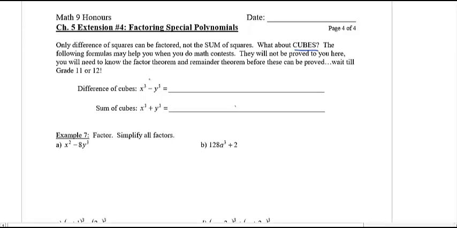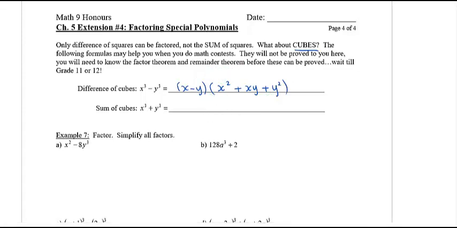So a difference of cubes in factored form is the following. It's x minus y in one bracket, and then it's also x squared plus xy plus y squared. Don't believe me? You can always double check this by distributing, and then adding the terms together, you'll get x cubed minus y cubed, sorry.